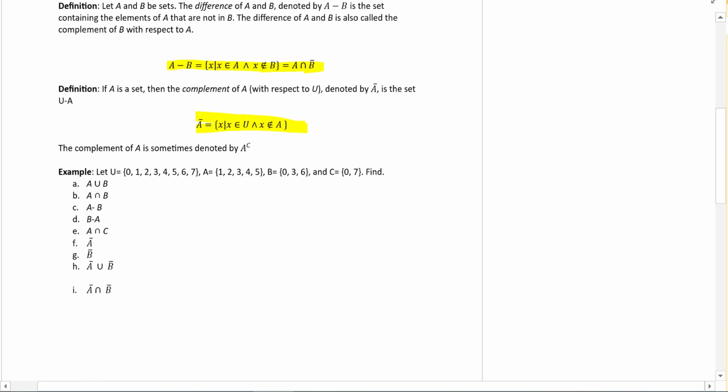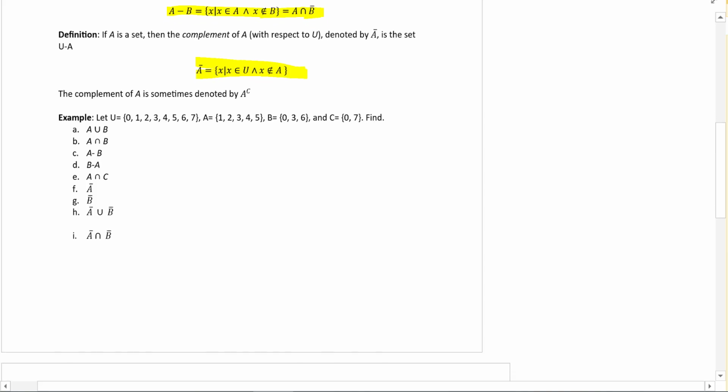So now let's go to the examples and let's solve a few of them. For example, we have the set U, which is the universal set, and in this case it contains the values 0, 1, 2, 3, 4, 5, 6, 7. Then we have the set A that contains 1, 2, 3, 4, 5. Then we have the set B: 0, 3, 6. And then we have C: 0, 7. And we have to calculate all kinds of operations.